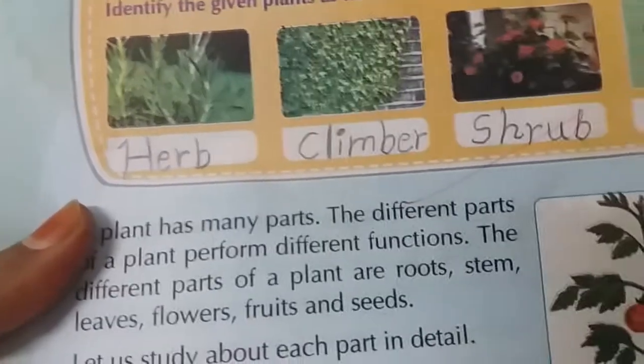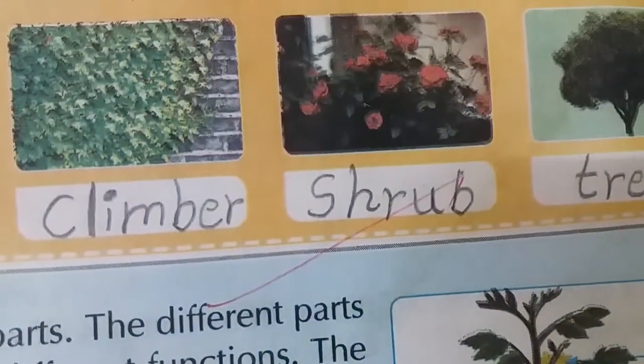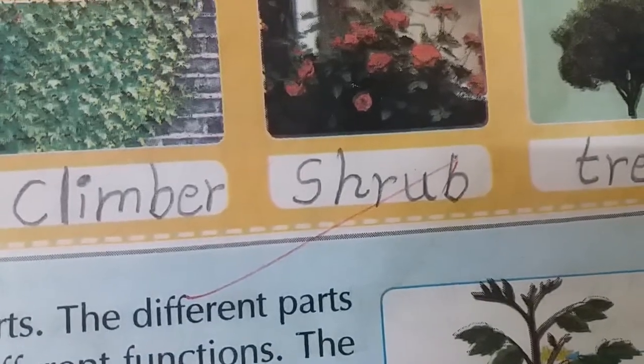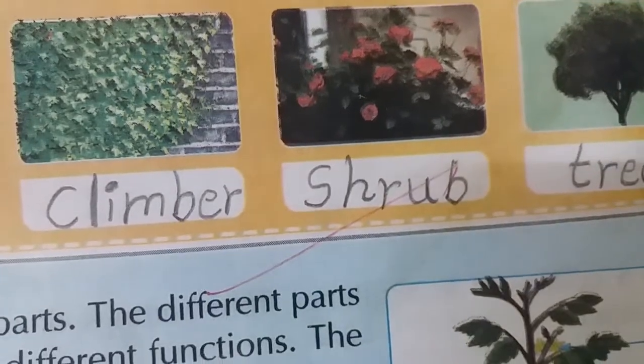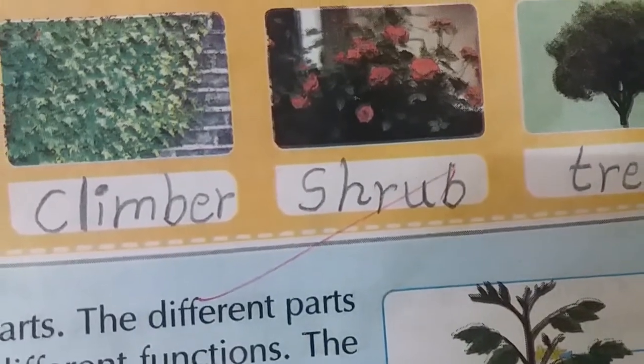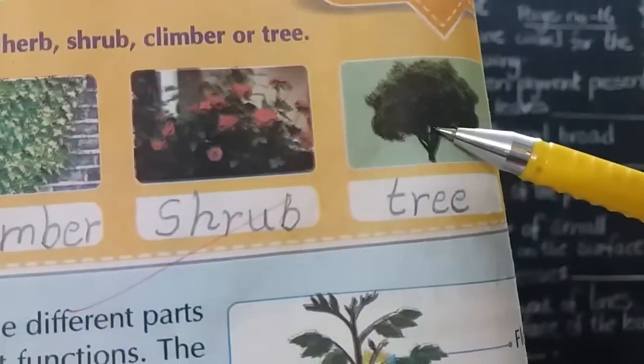Okay, first one is the grass. Grass is a small plant, no children. So grass is the herb. What is the next one? Next one is the grapevine. That is the climber. Third one is the rose. Rose is a shrub. Rose plants have a number of branches, bushy plants and small plants. So rose is the shrub. Okay, next, this is the tree. Is it clear?